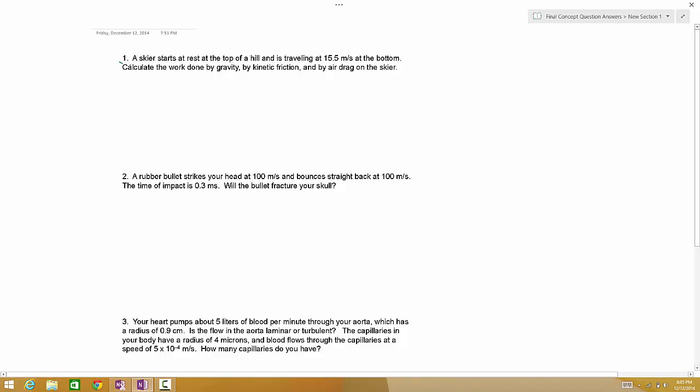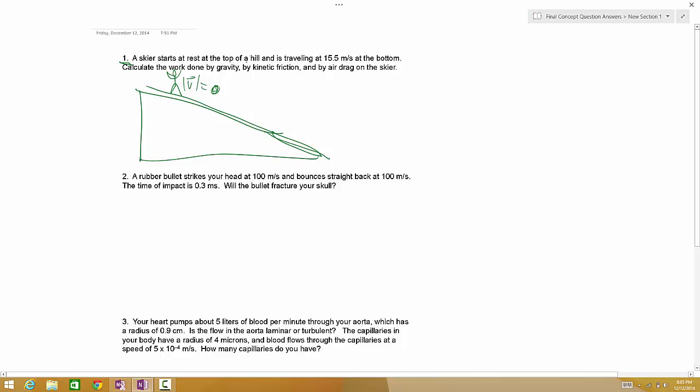Number one. Okay, you have a skier that starts at rest at the top of a hill. I already want to draw a picture. I always start things by drawing a picture if I can. So we got our hill, and we've got our skier, and we know that the skier's at rest, so we know that the velocity up here at the top is 0. Just drawing out all the information.